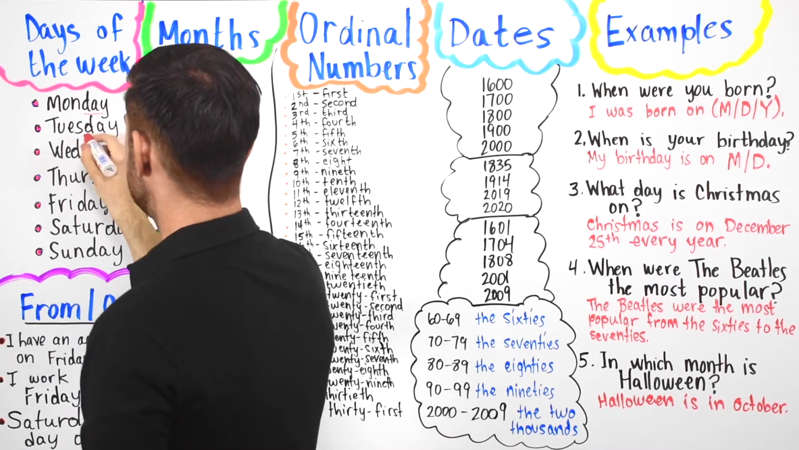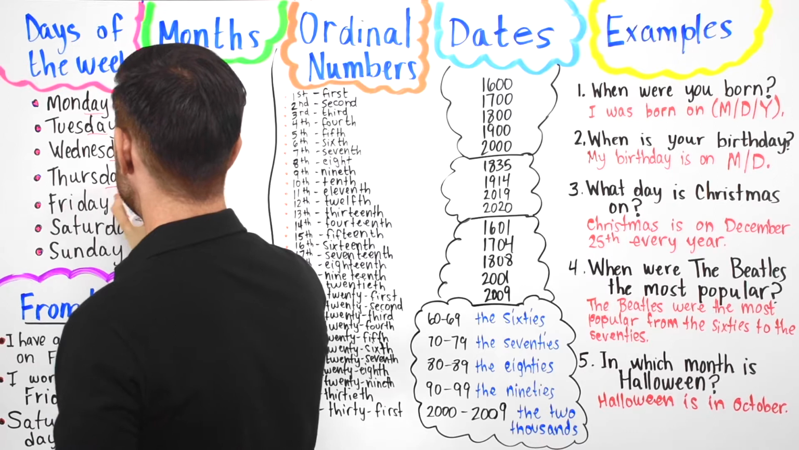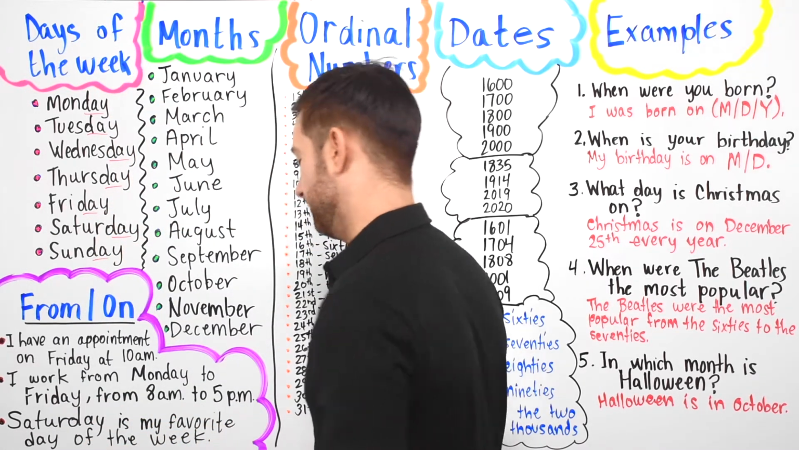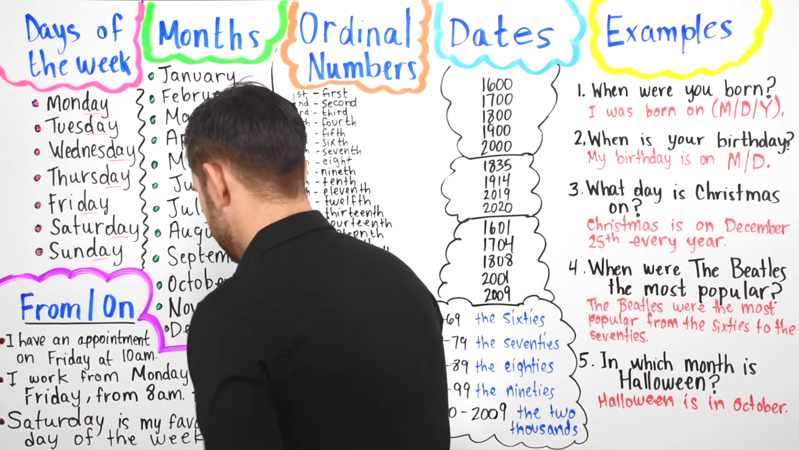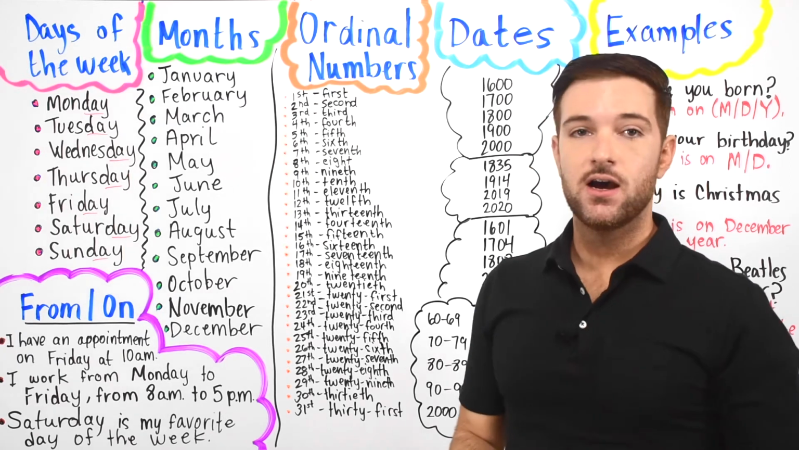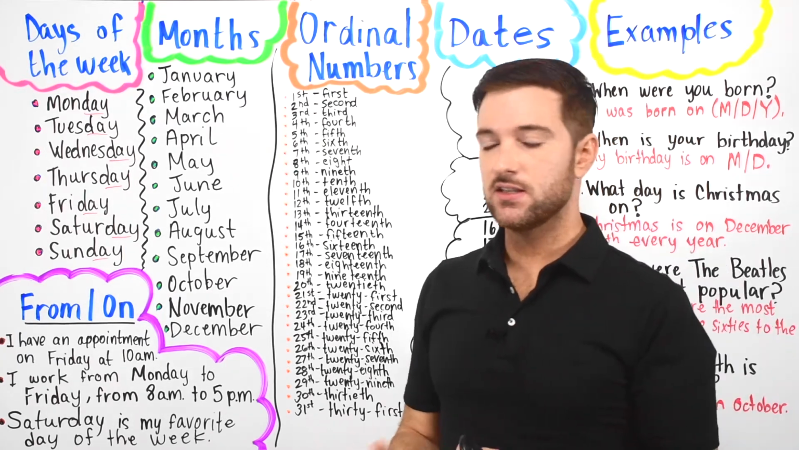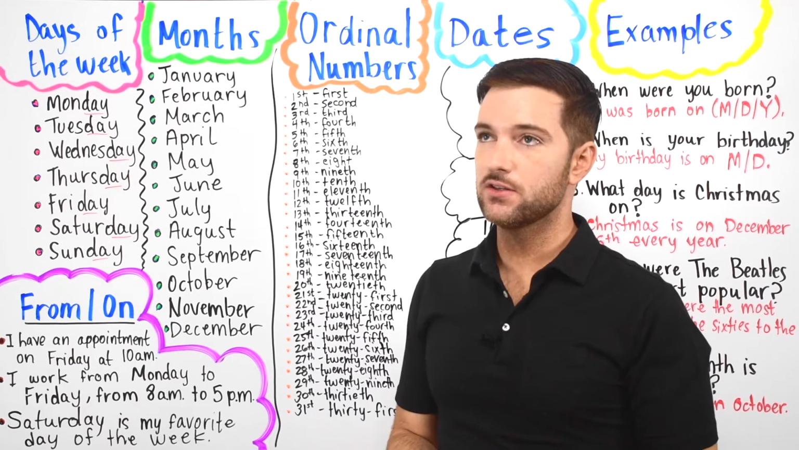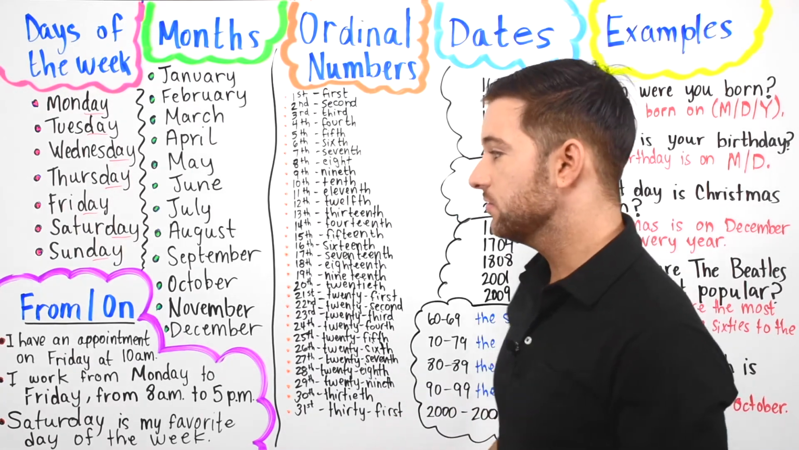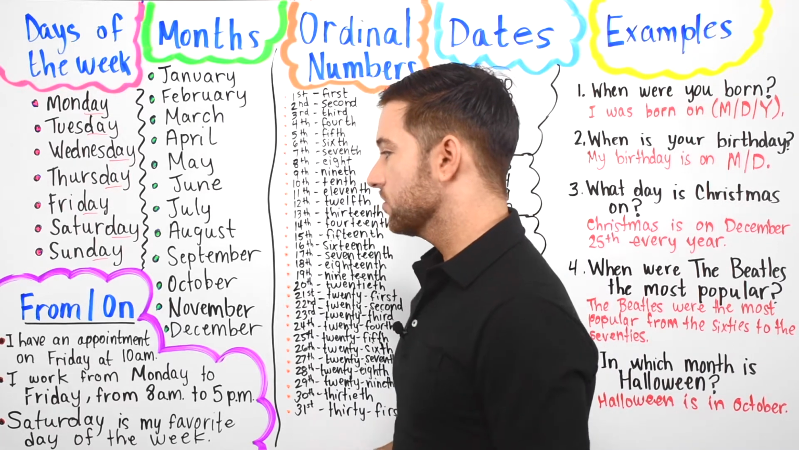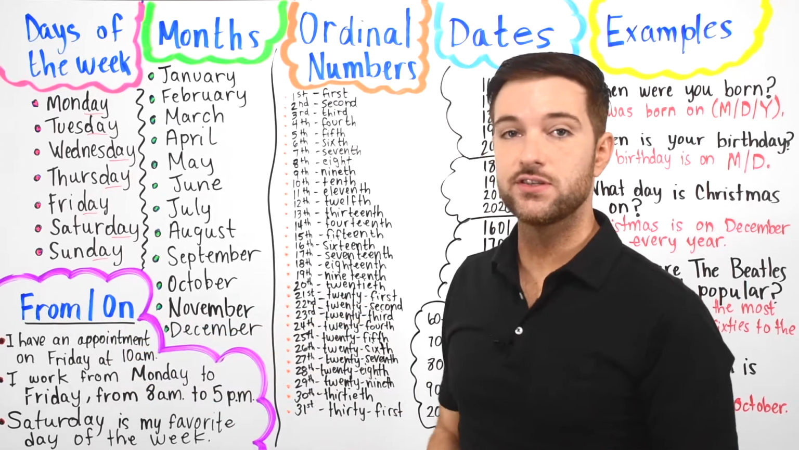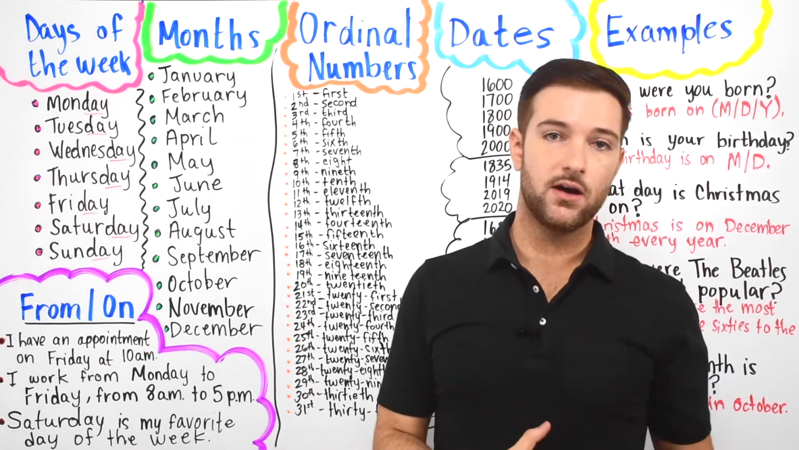Monday, Tuesday, Wednesday, Thursday, Friday, Saturday, and Sunday. Okay? Don't forget, there are 7 days in a week. Now, oftentimes when we talk about the days of the week, English speakers use 2 words. The first word that we use is from. And the second word that we use is on. So from and then on.